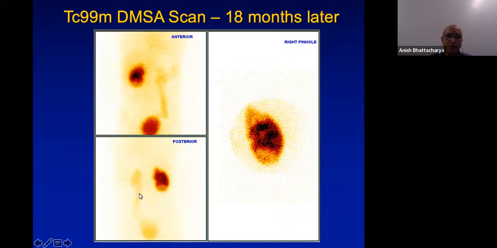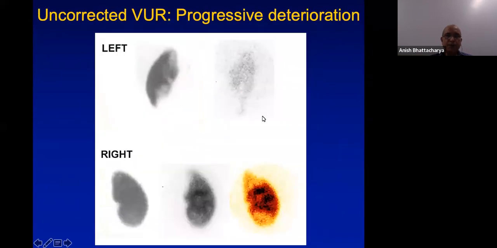This is a patient most likely with reflux. So high-grade reflux knocking out the left kidney and also causing damage to the right kidney. So successive scans: left kidney, this is the first scan, this is the second scan showing rapid deterioration. Right kidney, first time it was normal, second time upper polar scar, third time bipolar scars.